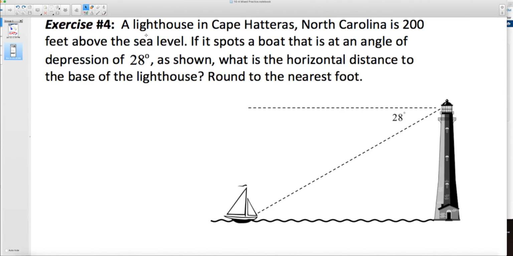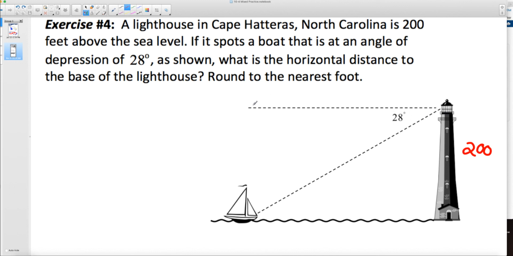So moving along, we'll look at exercise 4. They give us a diagram. They tell us that a lighthouse is 200 feet above sea level. So we can go ahead and label this as 200. Someone up at the lighthouse spots a boat at an angle of depression of 28 degrees. So this is looking down at the boat.